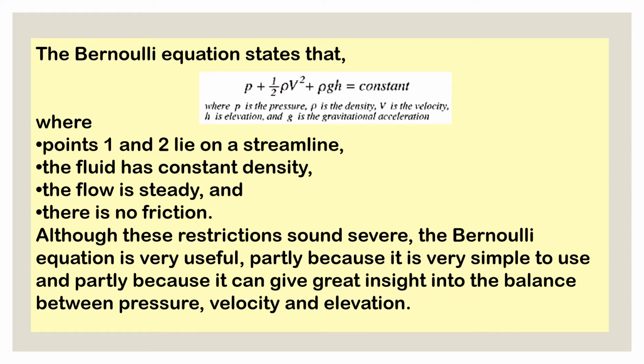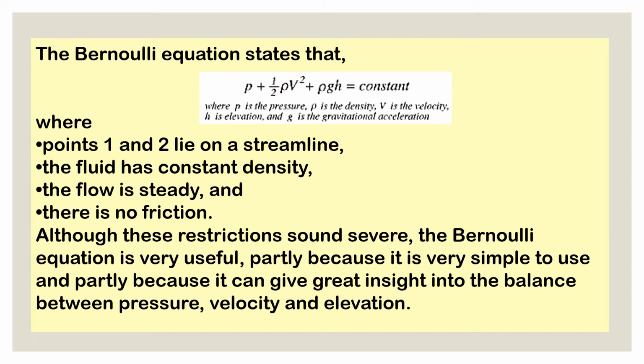As we are relating the static pressure and the dynamic pressure, the Bernoulli's equation will be given as P plus 1/2 rho V squared plus rho gh is equal to constant, where P is the pressure, rho is the density, V is the velocity, h is the elevation of the pipe, and g is the gravitational acceleration.